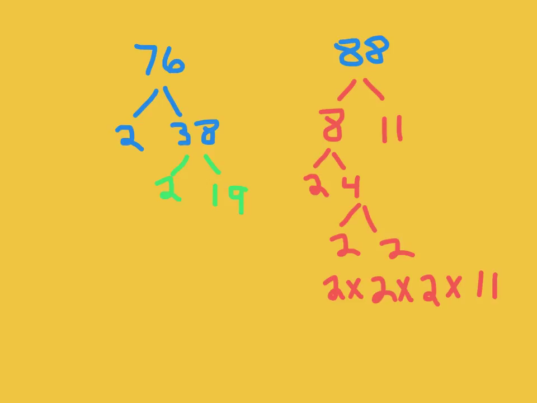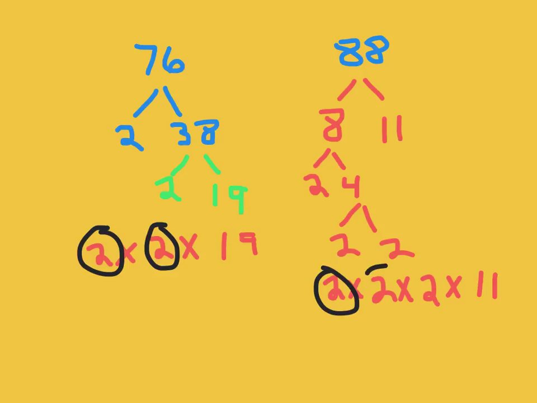And in my other, I have 2 times 2 times 19. And I'll just circle the factors that I have in common. I have that 2 and this 2. I have this 2 and this 2. I have nothing else in common. So I do my 2 times 2, and I arrive at 4 is my greatest common factor between these two numbers.